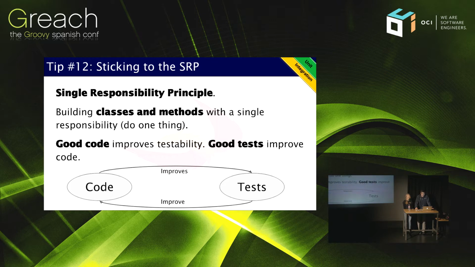Worrying about the testability of the code encourages us to write smaller methods which are easy to test, and a good suite of tests allows us to refactor the code more easily. We can depict this relationship as a feedback loop in which good code improves testability and good tests improve code.